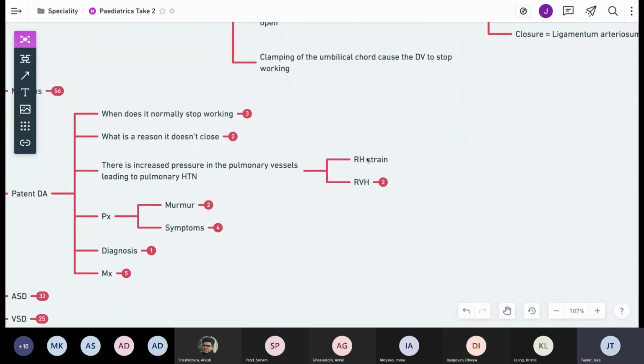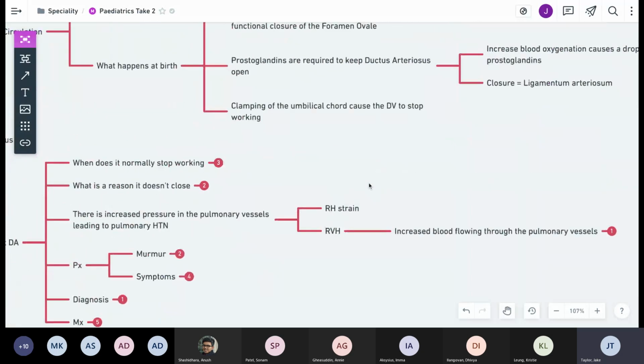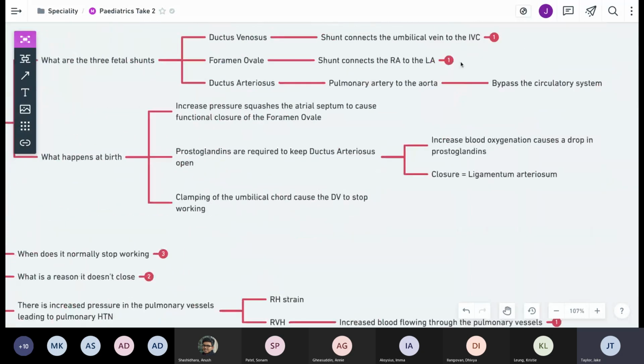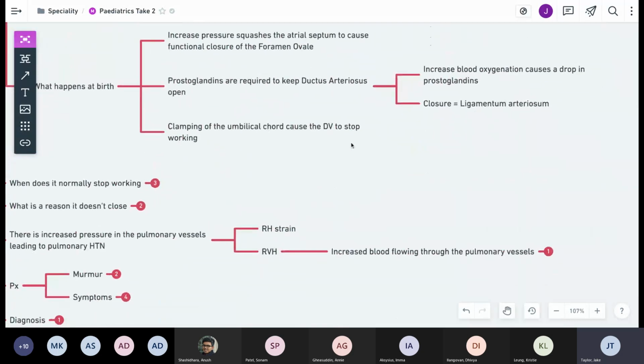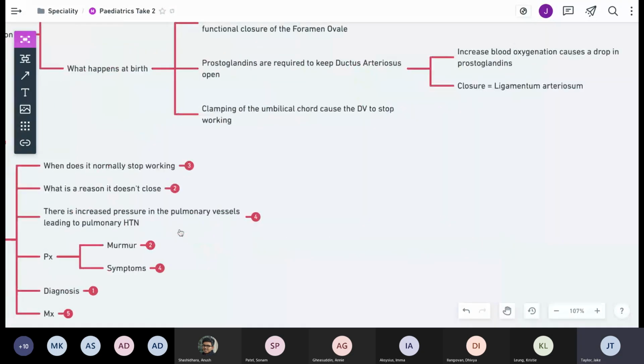That causes significant problems in the right side of the heart. So you get right heart strain and also signs of right ventricular hypertrophy. This is because there's increased blood flowing through the pulmonary vessels, going from the pulmonary artery to the aorta, but that doesn't mean that the blood's going to flow that way. This can also then end up leading to left ventricular hypertrophy itself. Because it's an increased backlog and pressure system, you get this hypertrophy effect.